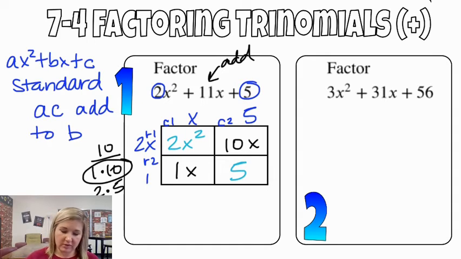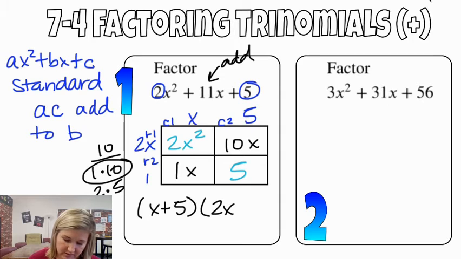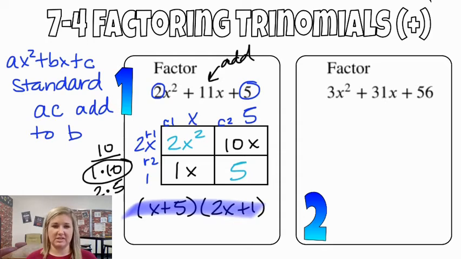So when I go to write out my factors, I have x plus 5 times 2x plus 1. Those are my factors. Seems crazy, I know. And I'm telling you, this is a million times easier than what I learned. So it's just x plus 5 times 2x plus 1. So that's your answer here.